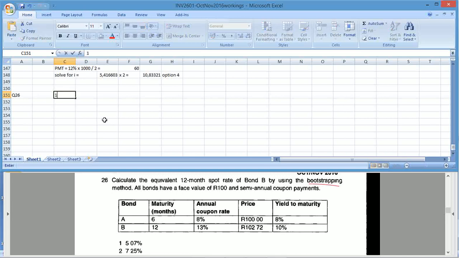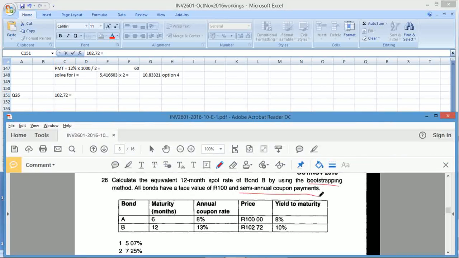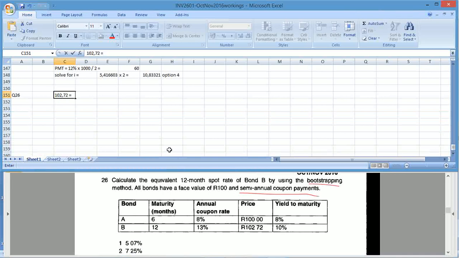Okay, so we need bond B's price, which is 102.72. Bond B's price is going to equal, okay, bond B is paying how much? An annual coupon, and this is to calculate the equivalent 12-month spot rate of the bond. And they said all bonds have a face value and semi-annual coupon. That's important, so the coupon would be half of that. We'd have to discount the future bond prices back in time. So let's first work out bond B's coupon.